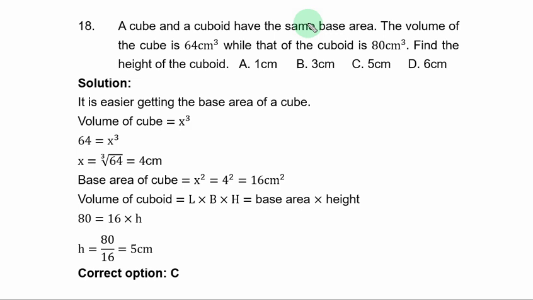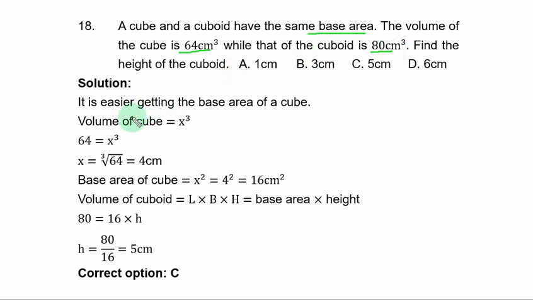Question 18. A cube and a cuboid have the same base area. The volume of the cube is 64 cubic centimeters, while that of the cuboid is 80 cubic centimeters. Find the height of the cuboid. Looking at the formula for the volume of both cube and cuboid, it is easier getting the base area of a cube. So let's start by getting the side of the cube. You get the base area, equate both together to get the height of the cuboid.